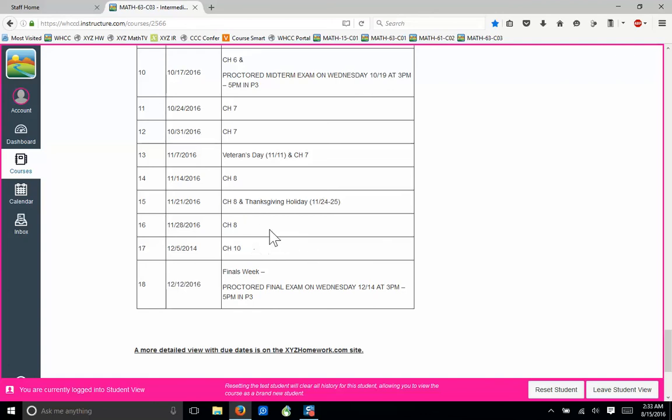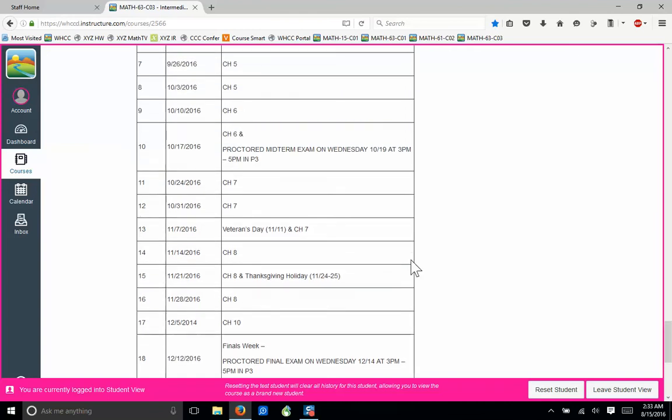There's no chapter 9. Chapters 1 through 8 are really the core of Math 63. And then for chapters 9 and 10, I have to make a decision because there's just not enough time to cover 8, 9, and 10. And so the question is which one is more important? Is it chapter 10 or 9? Chapter 10 is the more important chapter as you go on.